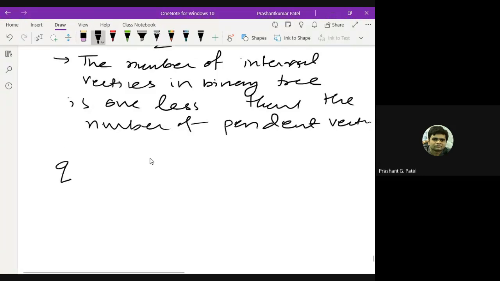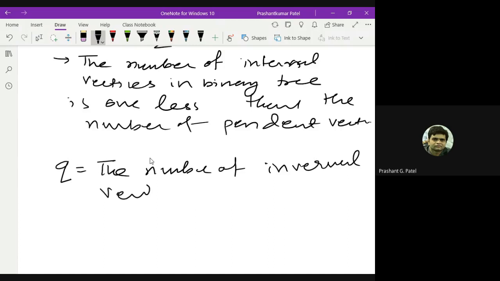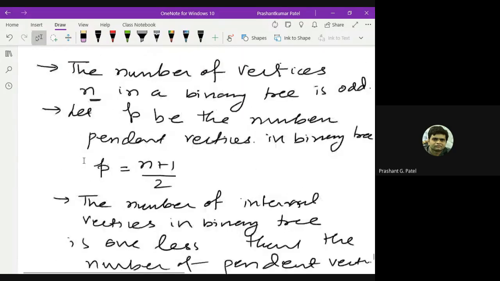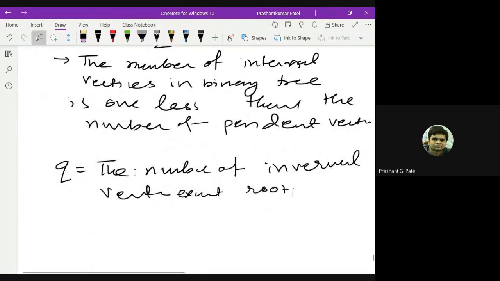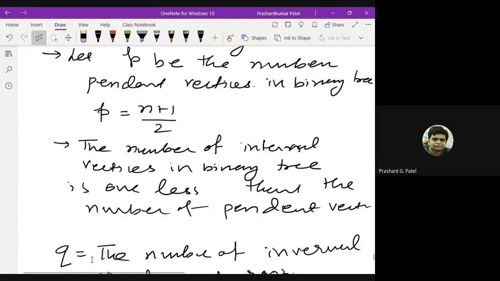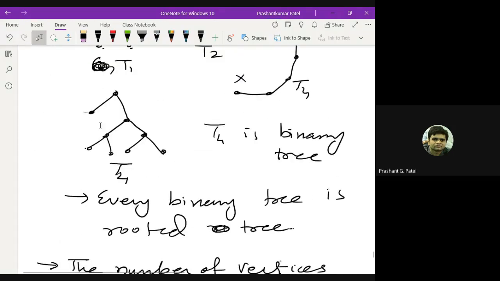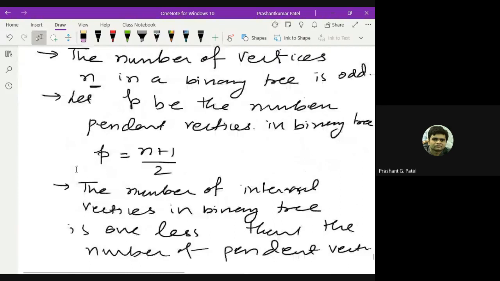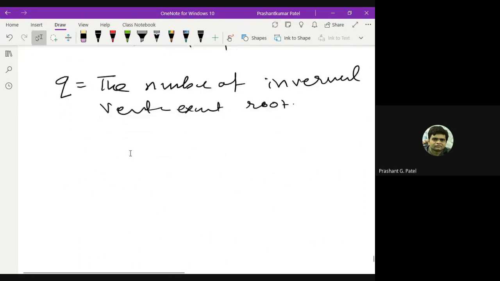So let us say Q is the number of internal vertices except the root. Then what should be the relation between this P, Q and N? P is the number of pendant vertices, Q is the number of internal vertices. Internal vertices means those vertices which have degree 3. One of them is the root vertex. This is the root, this is the pendant, and the others are left with degree 3. All those vertices having degree 3 go in Q, all those pendant ones go in P. So N is nothing but P plus Q plus 1, where 1 is the one root vertex. So this is the relation we got.